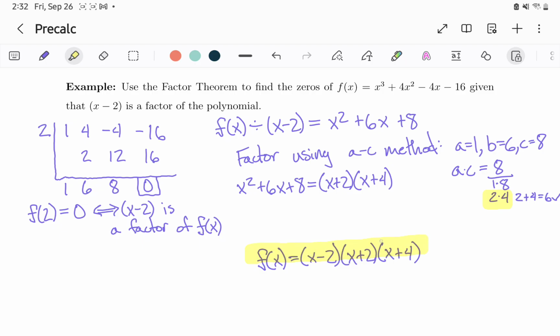And if we wanted to be extra sure here, just for the sake of time, I'm not going to have us go through this, but if we wanted to get some extra repetitions using the factor theorem, what we could do is take each of these other two factors, x plus 2 and x plus 4, and divide f of x by either of these factors using synthetic division. And what we should find in each case is that the remainder is going to be 0.